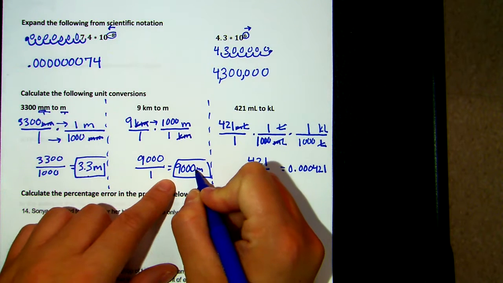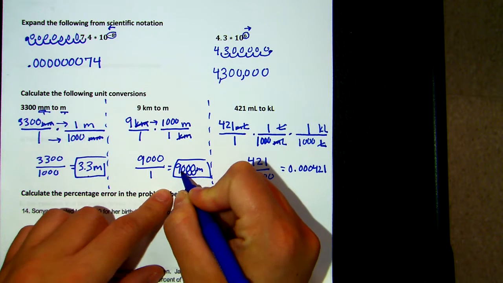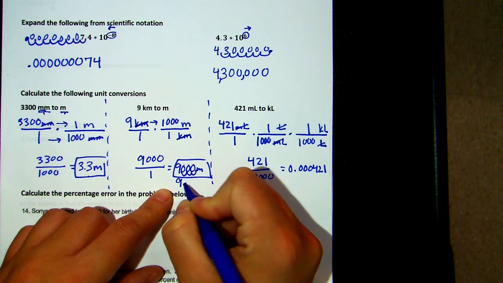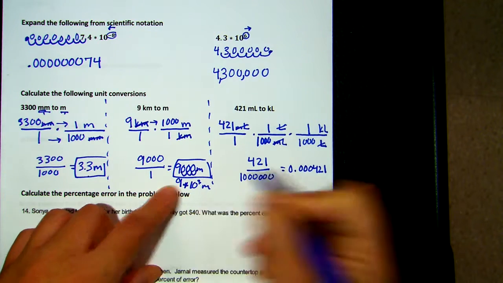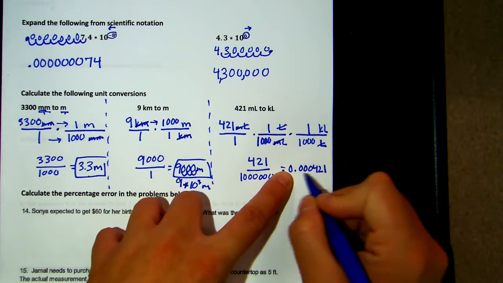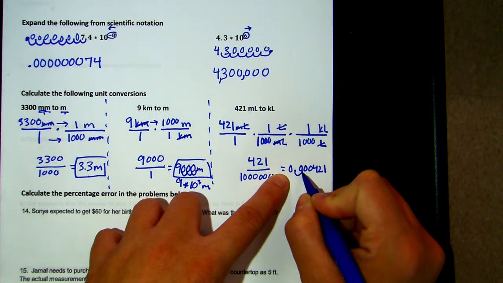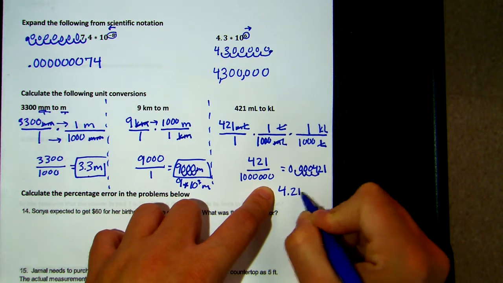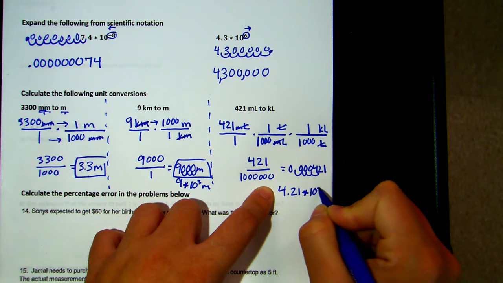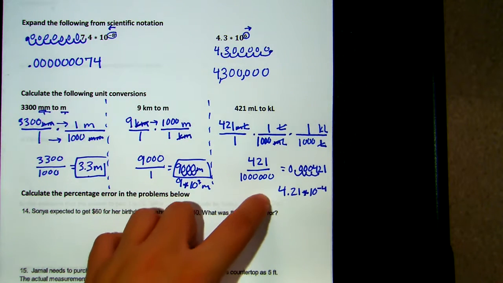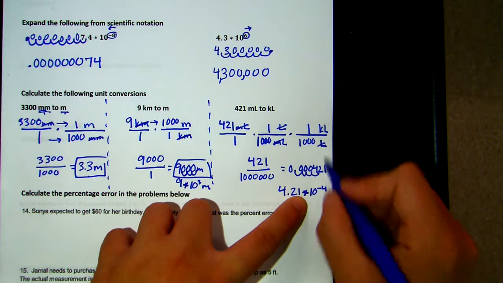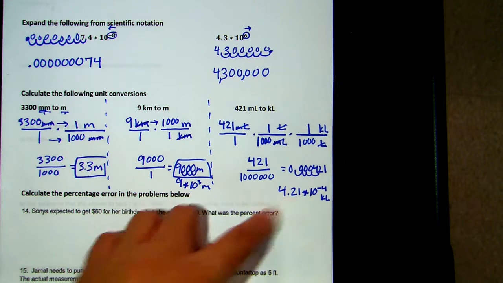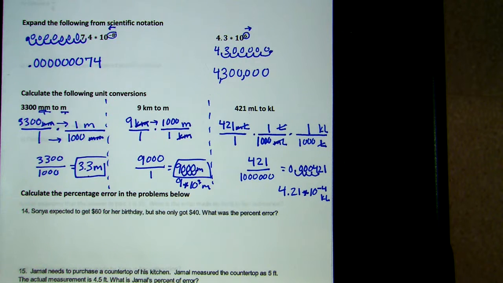Now, we could write these in scientific notation if we wanted to. For the 9,000, I'd move this over 1, 2, 3. That would give me 9 times 10 to the third. And for this one, since it's a really, really tiny number, I could move this 1, 2, 3, 4. It'd be 4.21 times 10 to the negative fourth because it's a really, really tiny number. Don't forget your units. This is kiloliters. Okay, so that's our unit conversions.